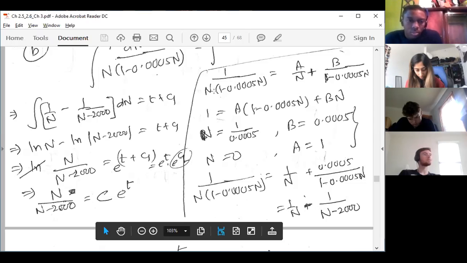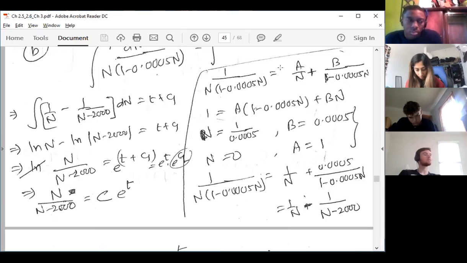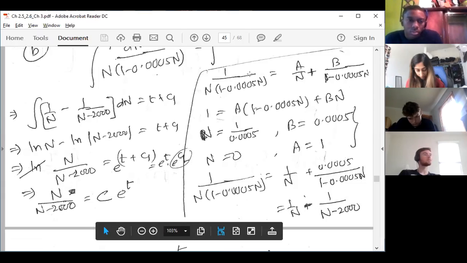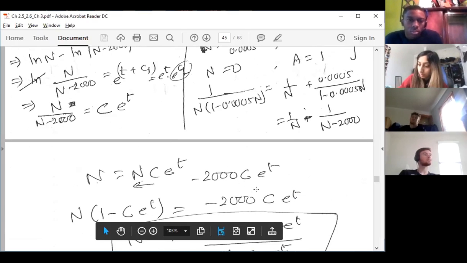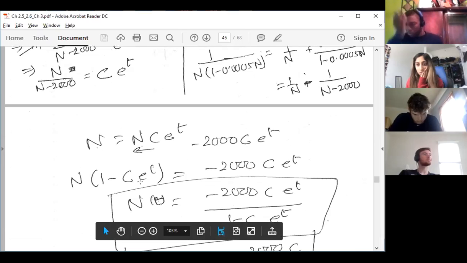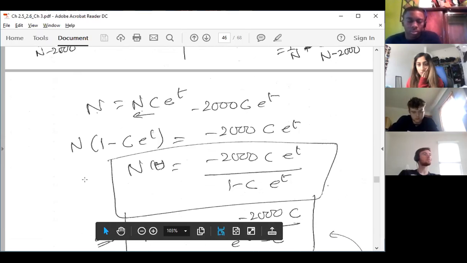Sorry, my bad. n equal to this, this is just a matter of partial fractions. We are looking for n. Please don't forget, you are looking for n. So multiply throughout by n minus 2000 on both sides. So n equals n minus 2000 like this. I have one n over here, so let me send this n to the other side and take n common. So 1 minus c to the power t equal to this one. Divide by this factor, 1 minus c to the power t.